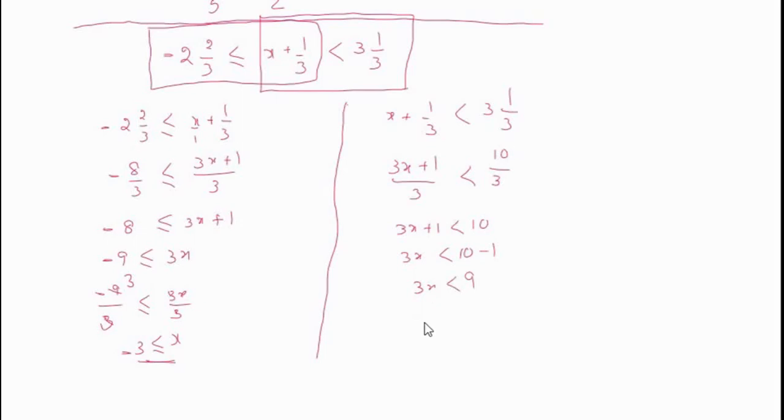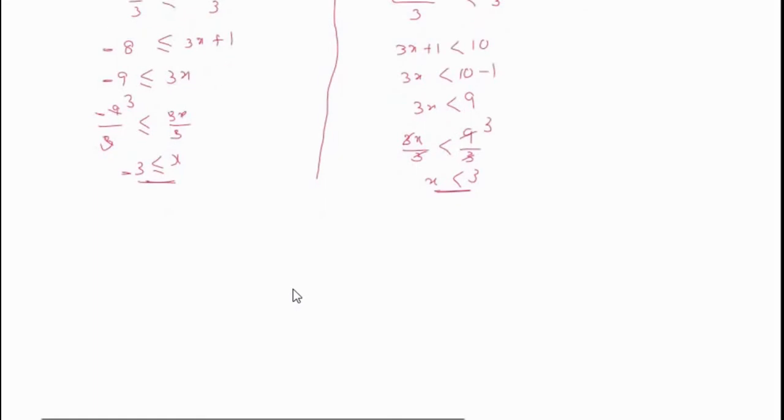Dividing both sides by 3, 3x divided by 3 less than 9 divided by 3, 3 cancels 3 times, so x is less than 3. So these are the two solutions of x. Now we need to combine this. How will you combine? Let us put x in between. So x is greater than what? x is greater than or equal to minus 3.